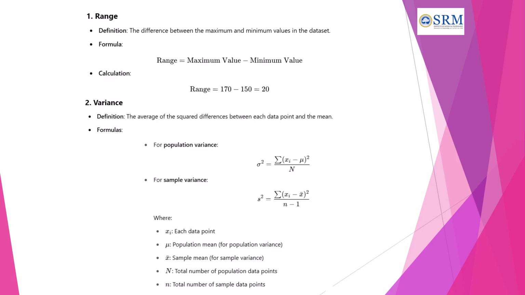Since a sample might not perfectly represent the whole population, we divide by n minus 1 instead of n to slightly increase the result. This adjustment, called Bessel's correction, helps give a more accurate estimate of the true variance in the population.